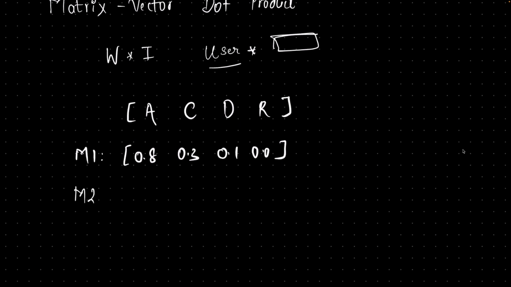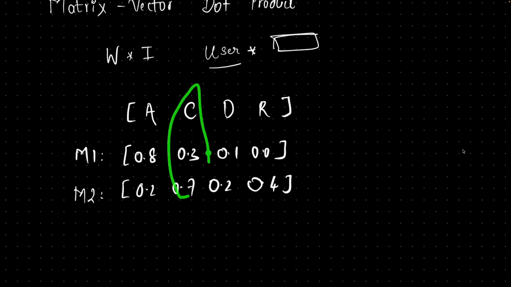For movie 2, let's say we have 0.2, 0.7, 0.2, 0.4. So what it says is this movie has a lot of comedy because 0.7 is the highest value, and some amount of romance. So this is sort of a dramedy movie, right? Drama and romance, like romantic comedy. That's what it is, a rom-com basically.